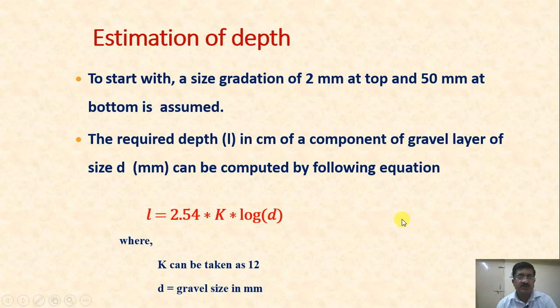Now, estimation of the depth. To start with, a gradation of 2 mm at top and 50 mm at bottom is assumed. The required depth L in centimeter of a component of a gravel layer of size D in mm can be computed by the following equation: L is equal to 2.54 into K into log D, where K can be taken as 12 and D is the gravel size in mm. Okay, so this will be clarified again when we discuss the numerical examples.